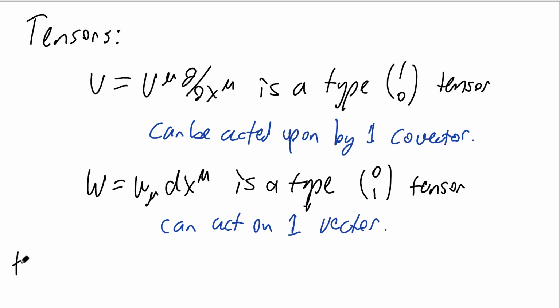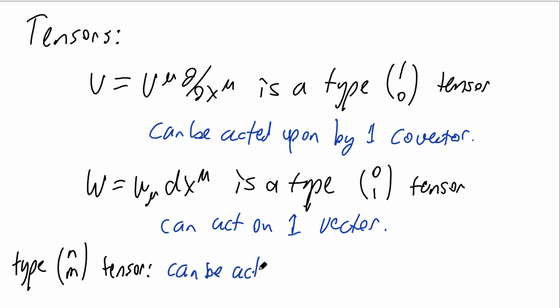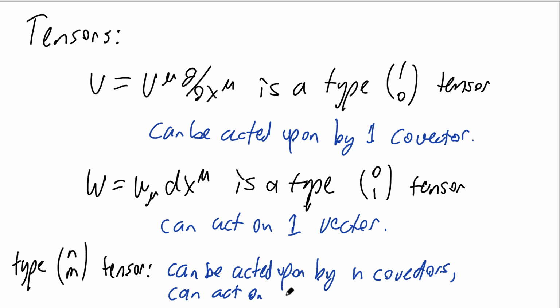A type n,m tensor is an object that can be acted upon by n covectors, and it can act on m vectors.